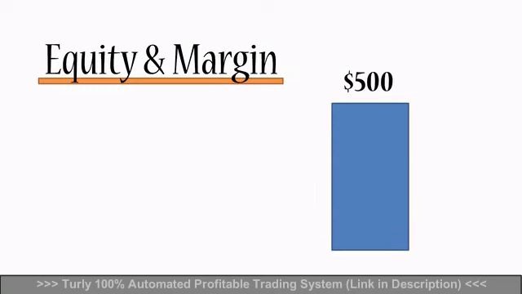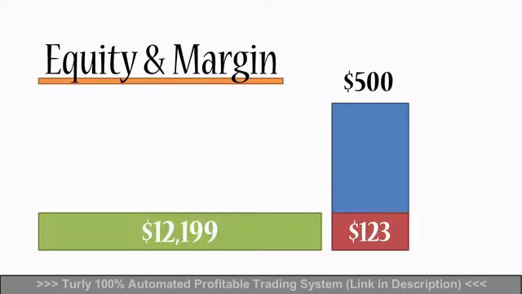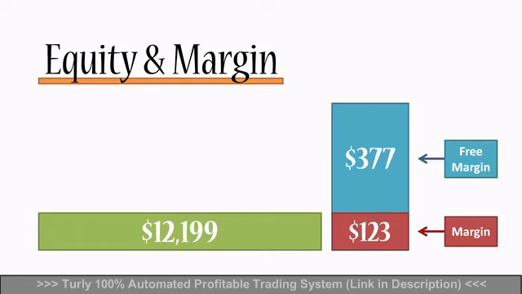So here is our $500 balance, and now we want to open that transaction which we talked about. So the broker puts in $12,199, we put in $123, the $123 is our margin, and the remaining funds, so the 500 minus the 123, the $377, that is called the free margin.